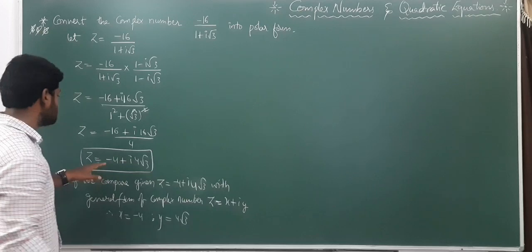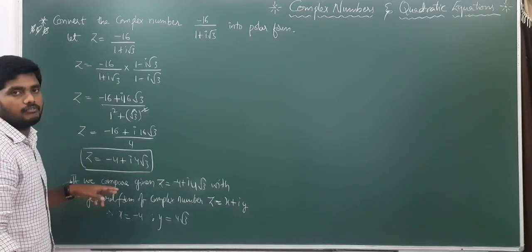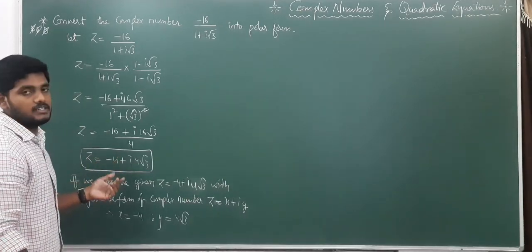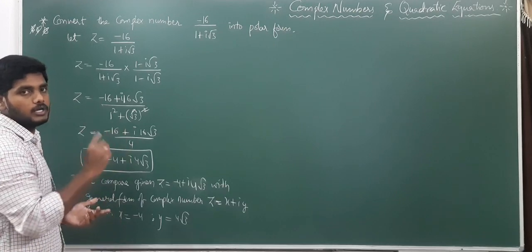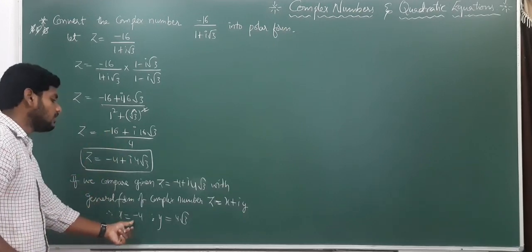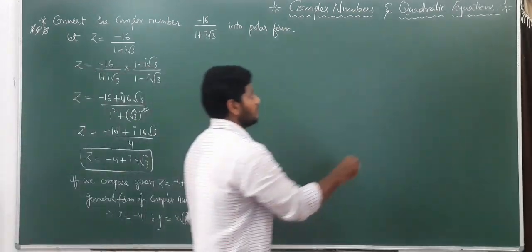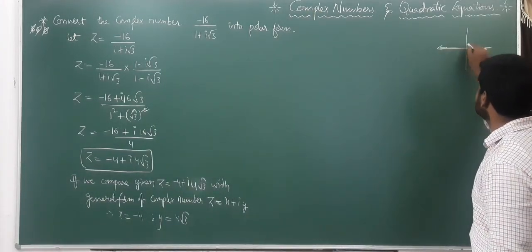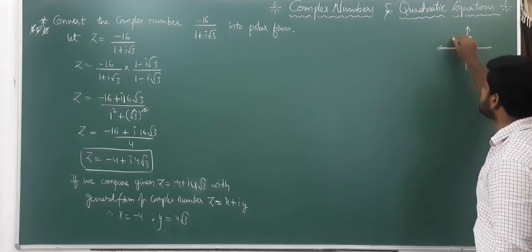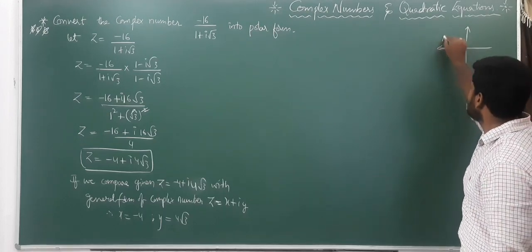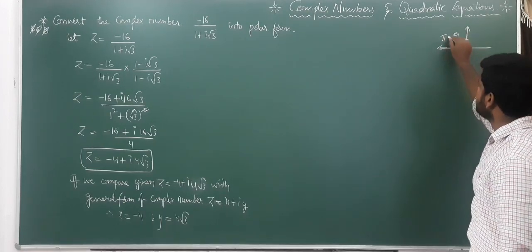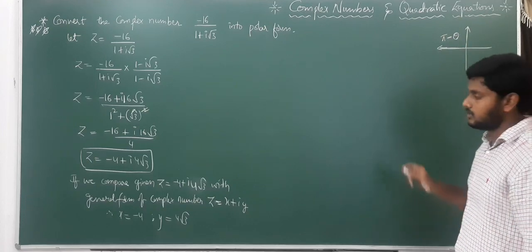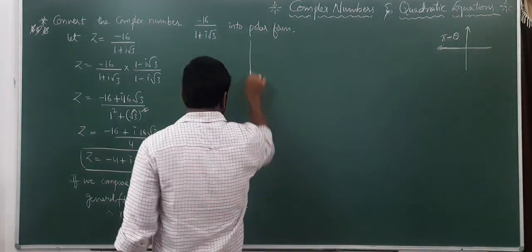Now from this z you need to identify which quadrant this complex number is in: 1, 2, 3 or 4. If you observe, the x value is negative and the y value is positive. This is the negative x axis, this is the positive y axis. Nothing but the second quadrant. In the second quadrant, what we need to do is pi minus theta for the argument. Right? You are going to understand that now.